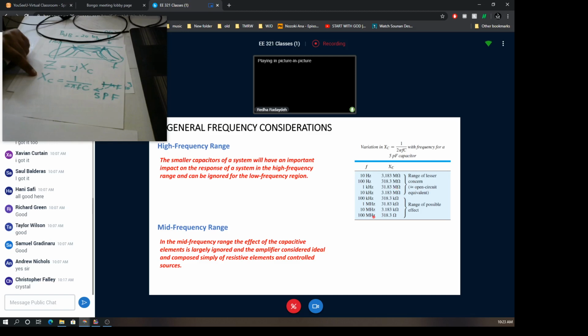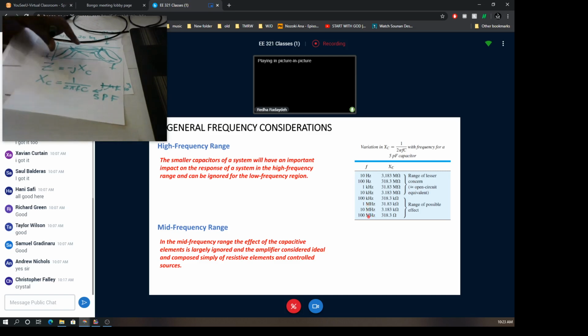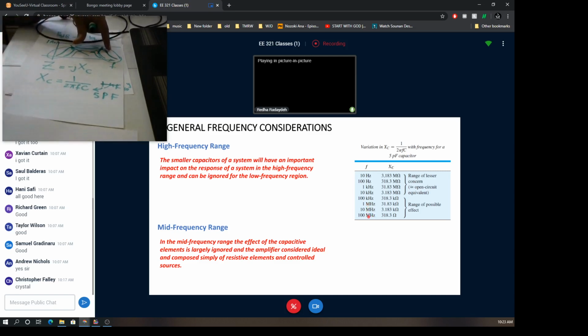On the other hand, at a higher range of frequencies, above 100 kilohertz, we start to see this frequency response. Why? Because the impedances of these small capacitors cannot be neglected anymore. We have to consider their effect. The consideration of their effect is reflected in a decrease in the gain provided by the amplifier.